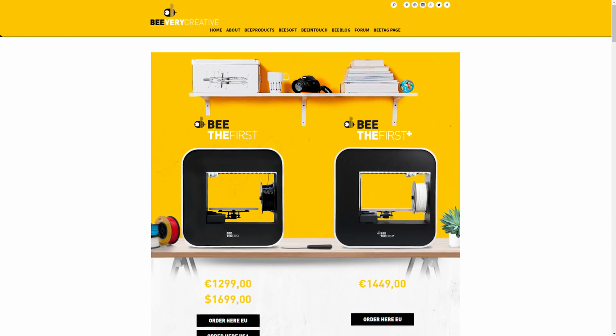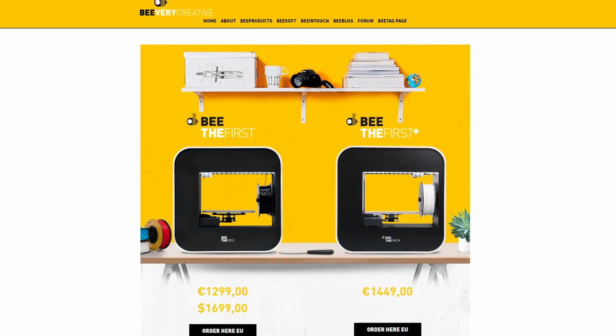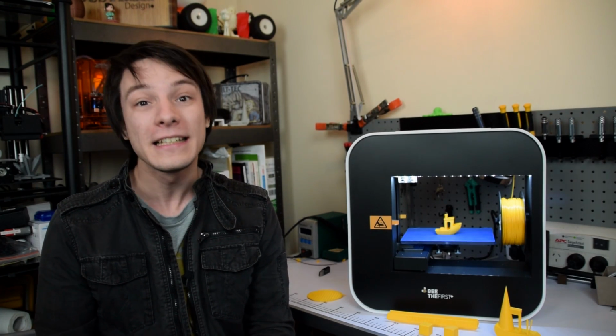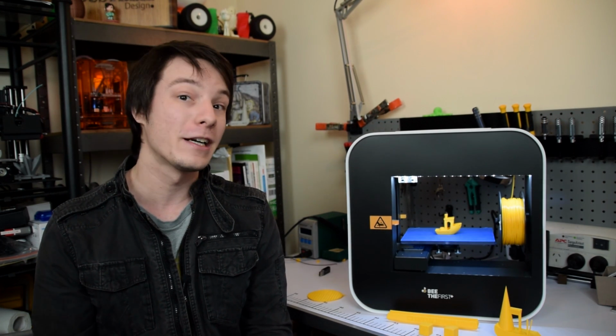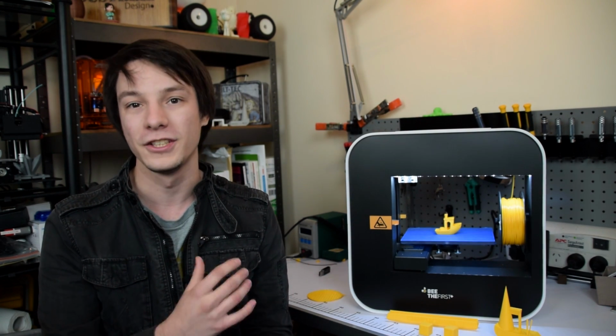It also retails for just under 1,500 euros, which is around 1,600 US, or once you get it into Australia, around $2,680 Australian. Ouch. So at that price point, it's pretty clear that this 3D printer is not going to be competing with the likes of a Wanhao i3 anytime soon, but instead, Be Very Creative have focused on robust construction, reliability, and ease of use.